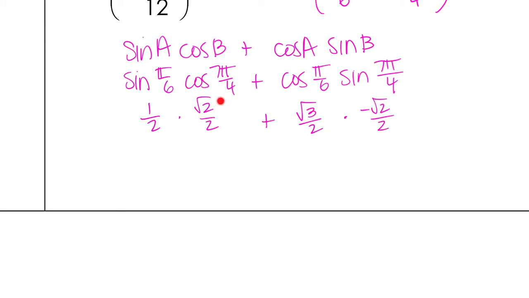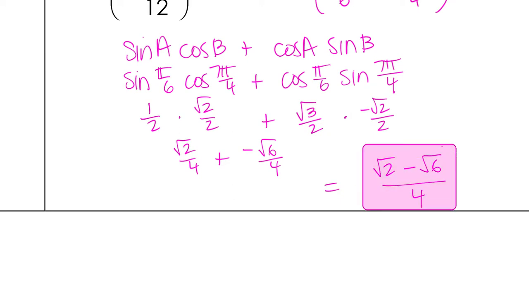So doing what we did before, multiply each of these. So square root of 2 over 4 plus negative square root of 6 over 4. And then we can combine this into a giant fraction. But since it's plus negative, we could just write minus. And there's our exact value for this one. And it's always going to be some combination of those numbers.